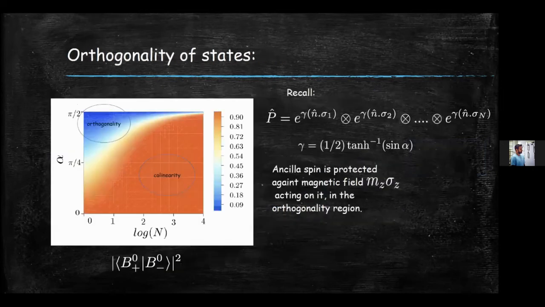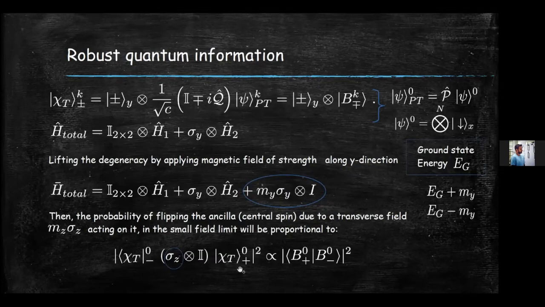Thank you. So now what we found is that these two states, in the full parameter space, can be orthogonal to each other, and orthogonality here would mean that this term on the right hand side would become 0.